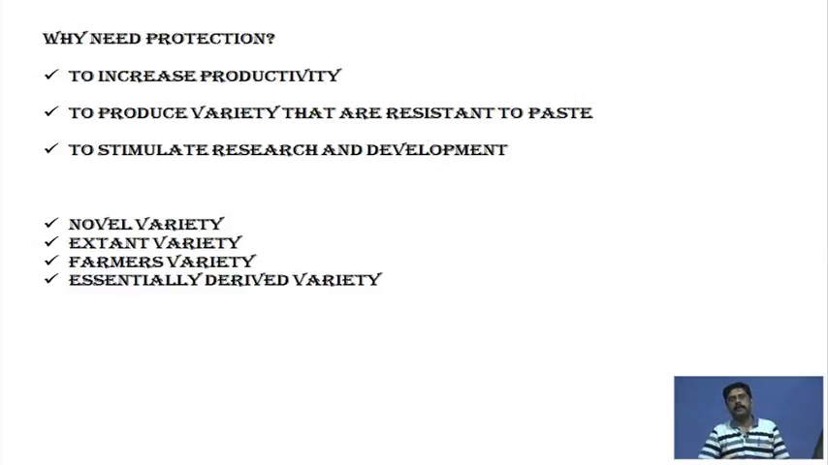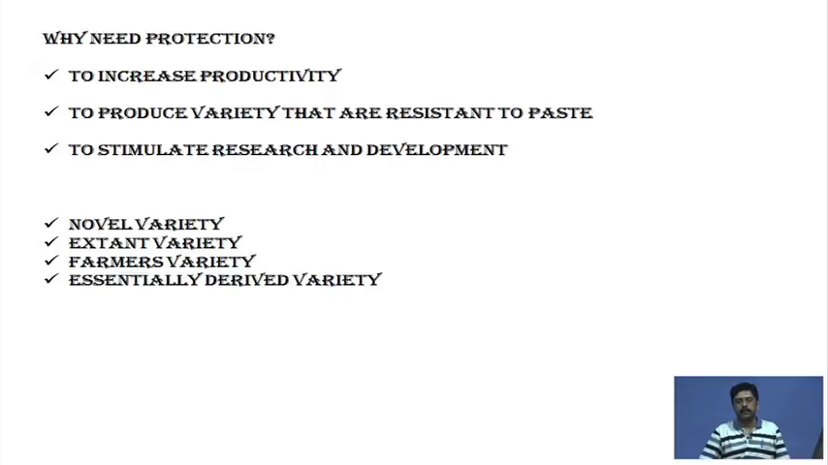Now the Indian Plant Variety Protection Act protects different varieties: a novel variety, you understood novel, it's a new naming itself; an extant variety, which is existing; a farmer variety; and an essentially derived variety. These four varieties come within the purview of this legislation. Okay, so farmer varieties also get protected, and breeder varieties also get protected.